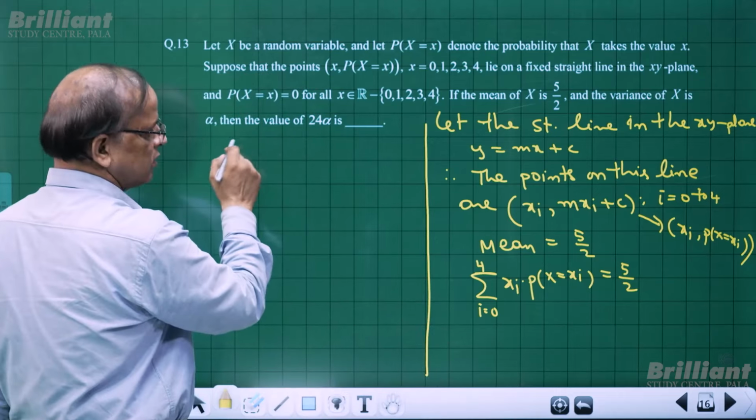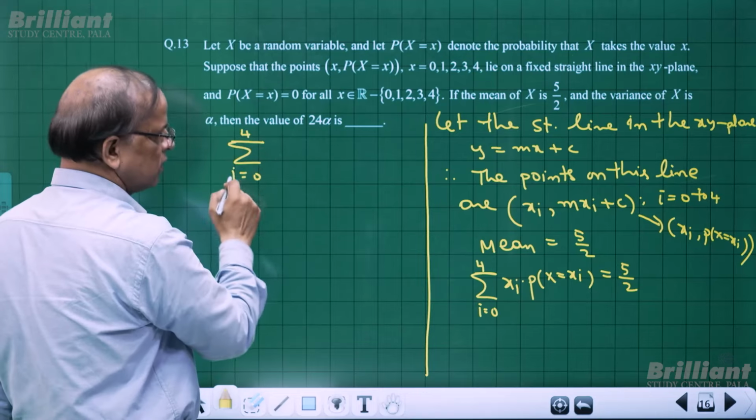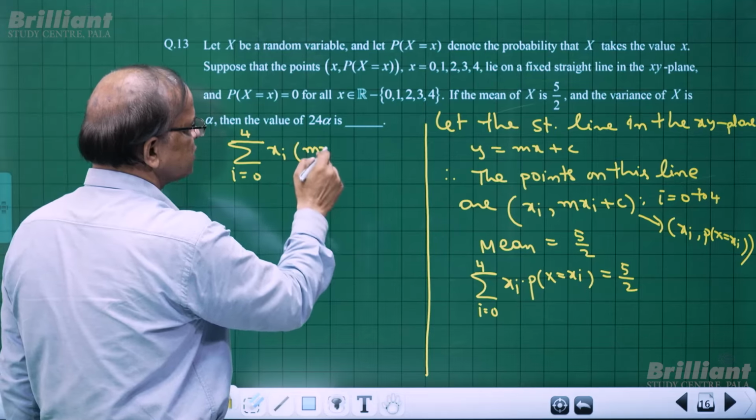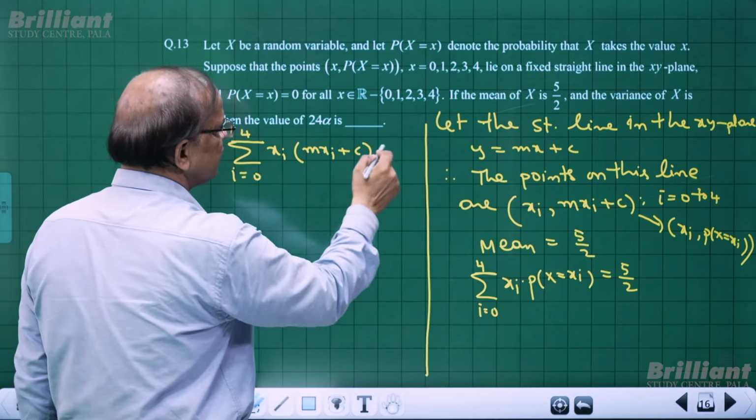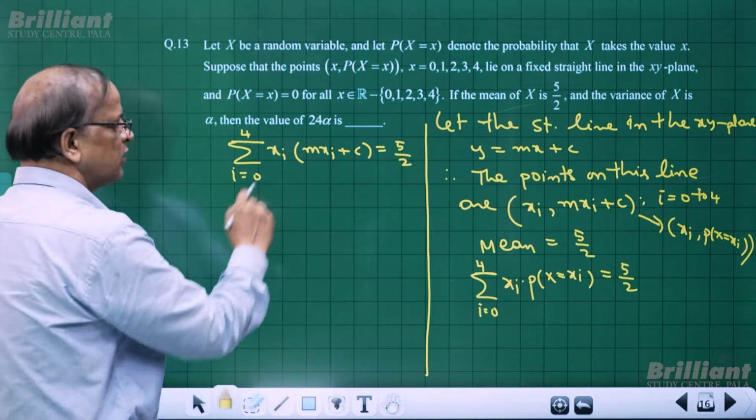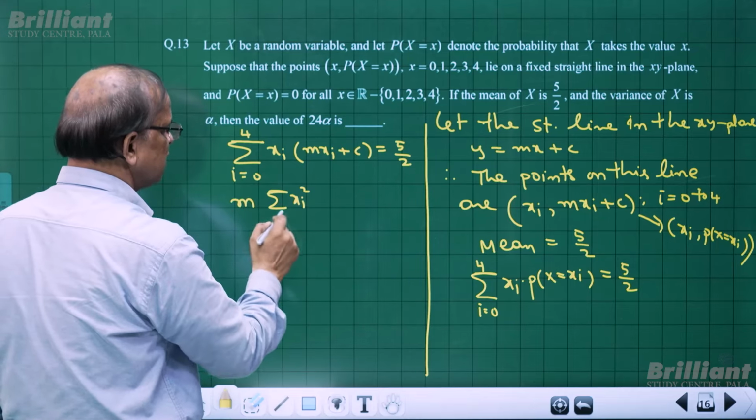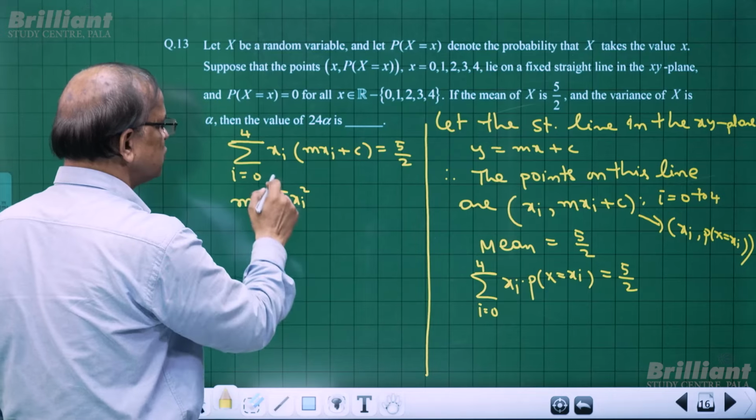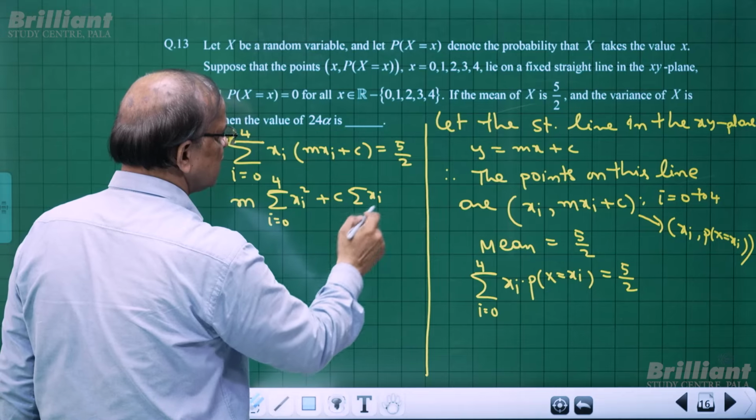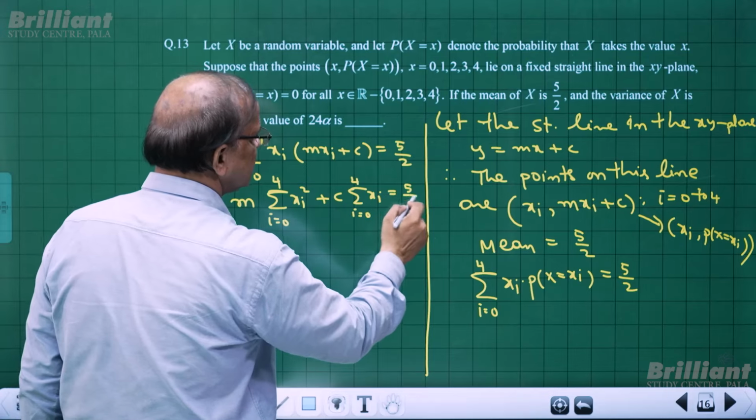So, sigma i equal to 0 to 4, that is xi into (m xi plus c), is equal to 5 by 2. Therefore, m times sigma xi square, i equal to 0 to 4, plus c times sigma xi, i equal to 0 to 4, is equal to 5 by 2.